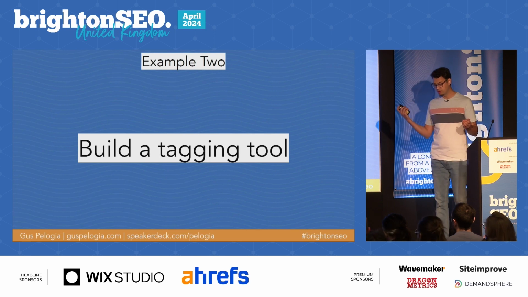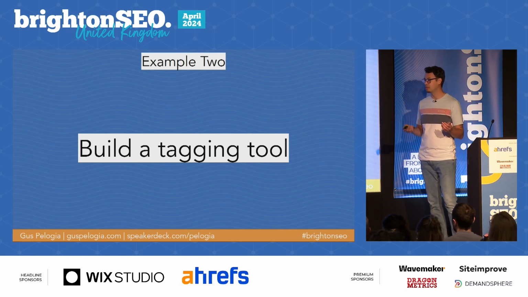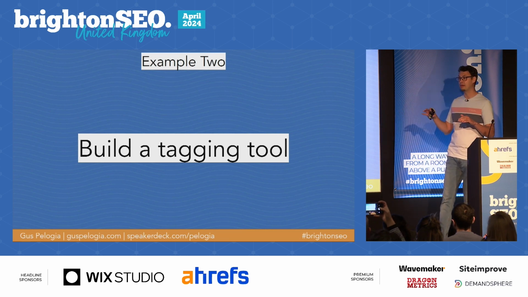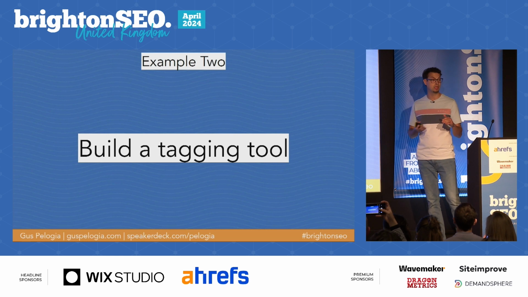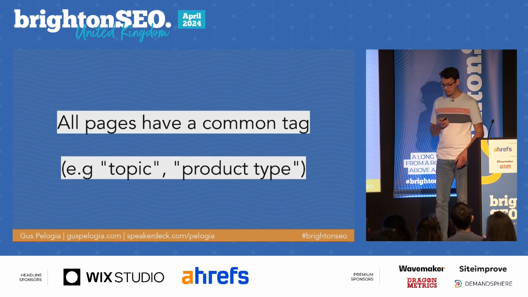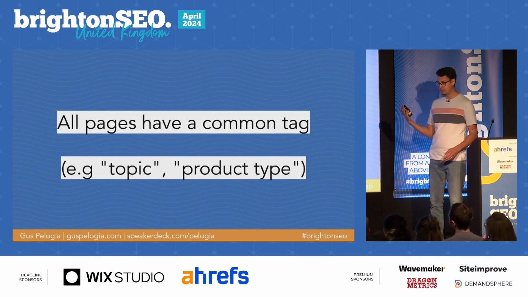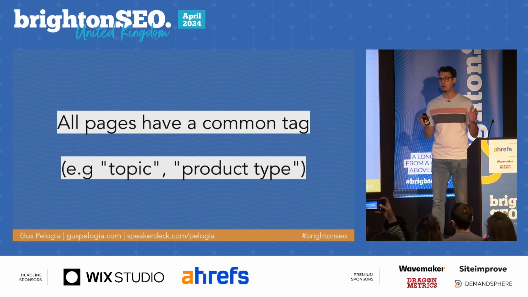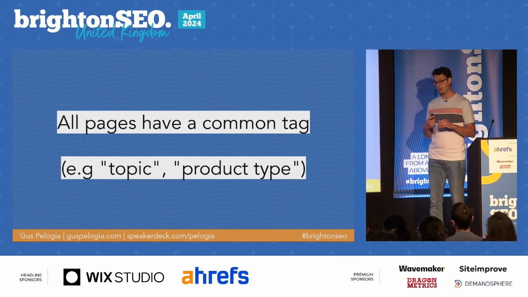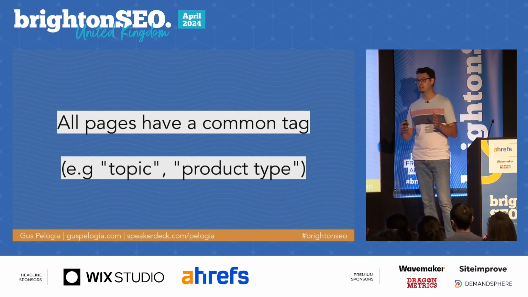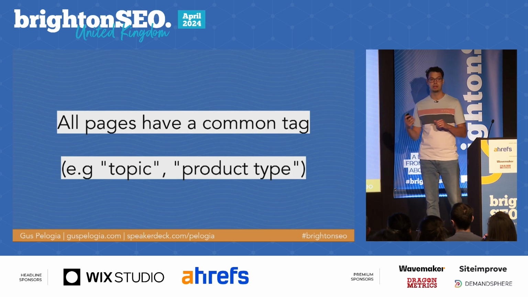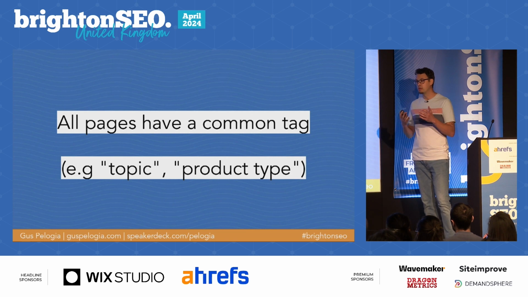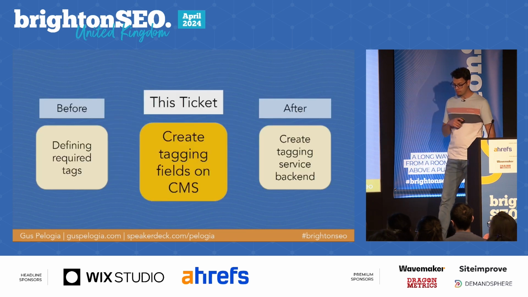My second example, let's say you're building a tagging tool. Now, this is not the most obvious SEO case, but it's something that I did and I find it really useful, and it might be something that you will find interesting as well. Let's say a case where you want to have a common tag on the page. It doesn't need to be visible for your audience. It might be something internal. You want to tag all the blog pages that you have in a specific topic, or you want to tag all of the product pages that belong to a certain product area or things like that.